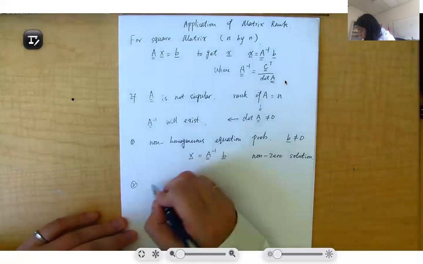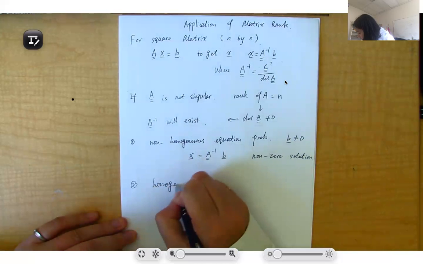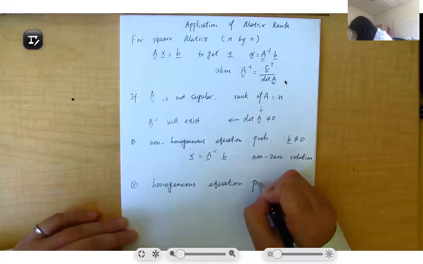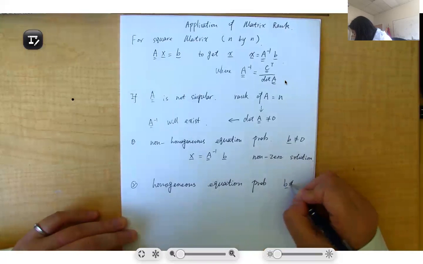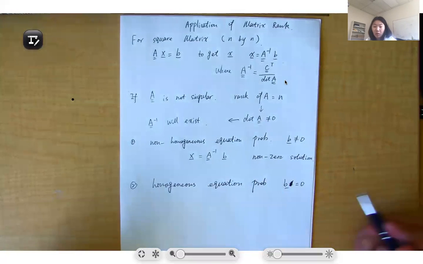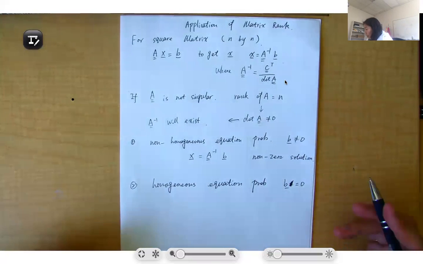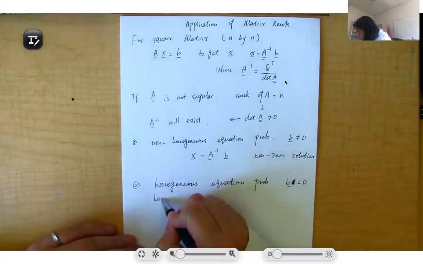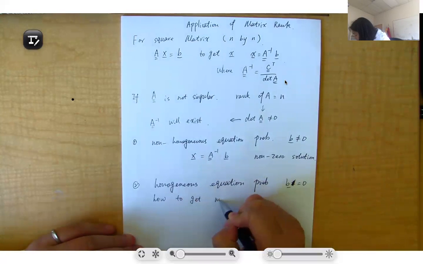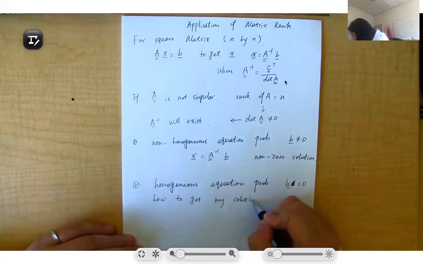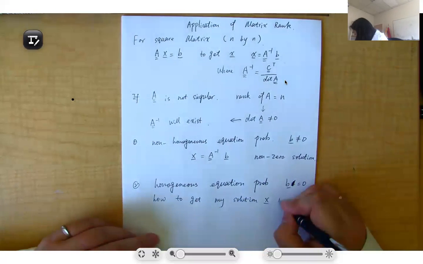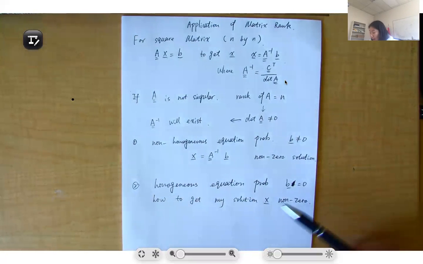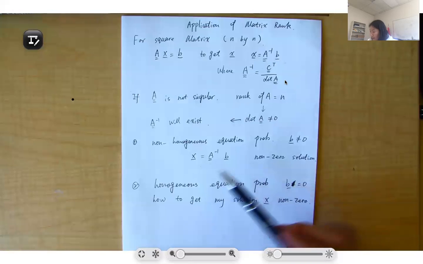And this solution set will be a non-zero solution, or you can say a non-trivial solution. Then the second situation is called the homogeneous equation. The homogeneous equation means that my B is equal to 0. So for homogeneous equations, how do we get a solution set that is non-trivial, or non-zero?